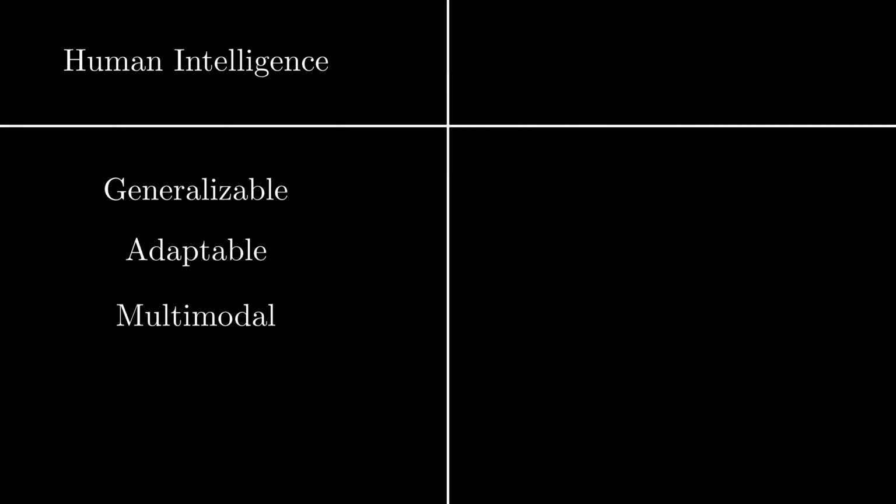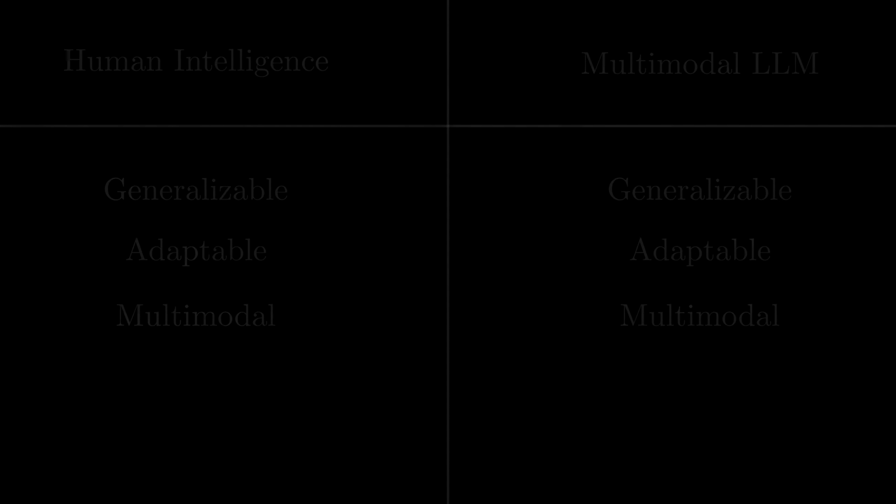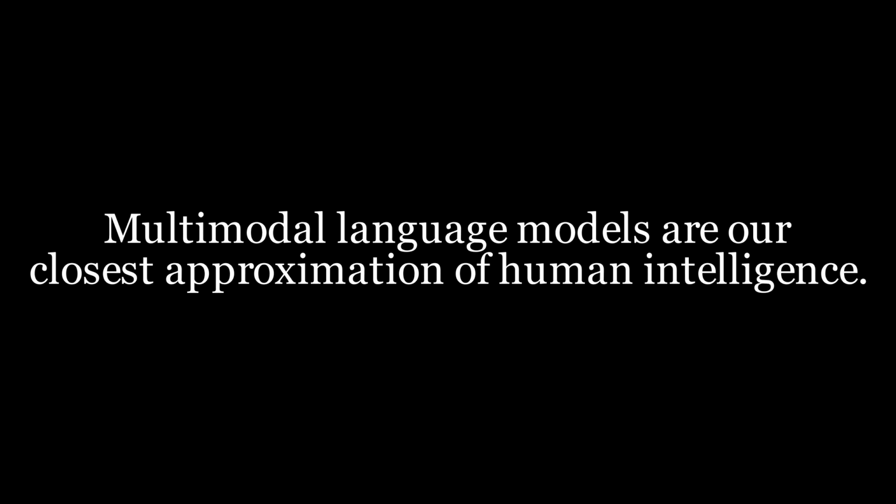Before multimodal language models, AI was built for specific purposes, could really only handle one task and one straightforward set of inputs. However, we have seen multimodal language models can generalize to a variety of topics. They can adapt to new tasks given new instructions or examples, and they are able to utilize a variety of inputs when making their decisions. Multimodal language models are so significant to AI as they are our current closest approximation of human intelligence.